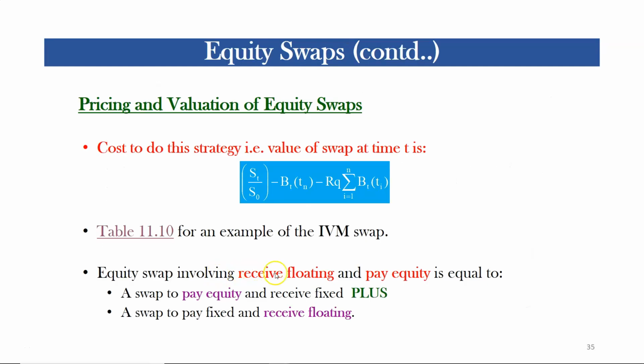An equity swap to receive floating rate and pay the equity return is equal to two swaps, in which the first one involves paying equity return and receiving the fixed rate, while the second one involves paying fixed return and receiving floating return. The pay fixed and receive fixed cancel, so the two swaps are equal to receive floating return and pay equity return. Given this equivalence, we can value an equity swap to receive floating and pay equity as a combination of an equity swap to pay equity and receive fixed plus an interest rate swap to pay fixed and receive floating.